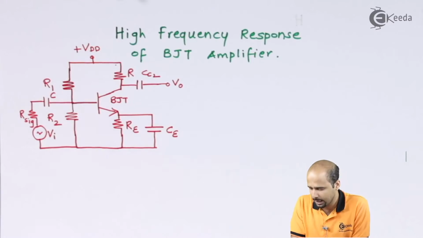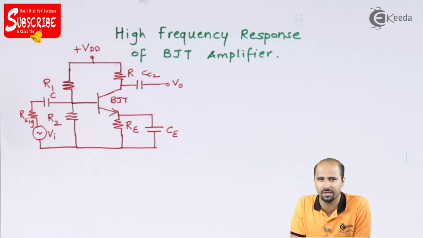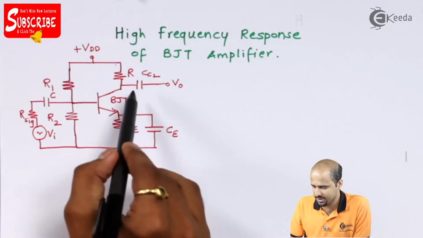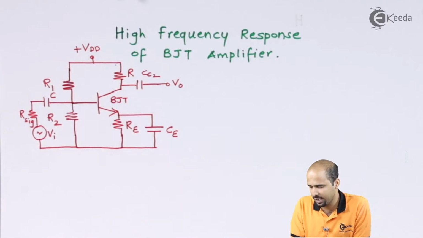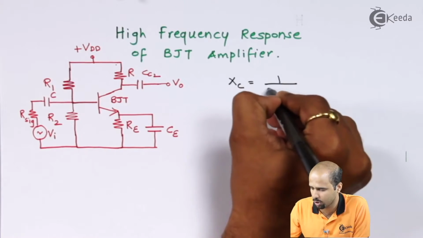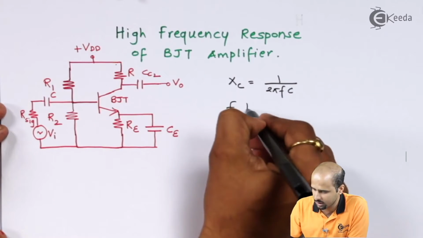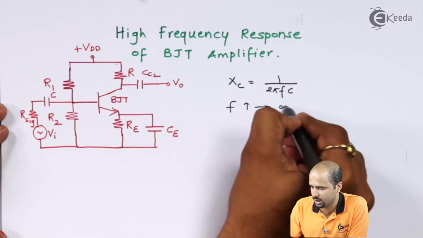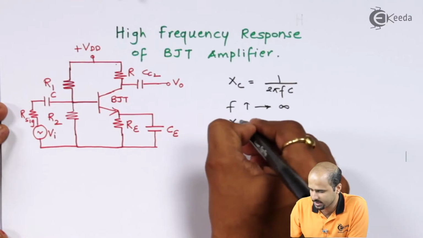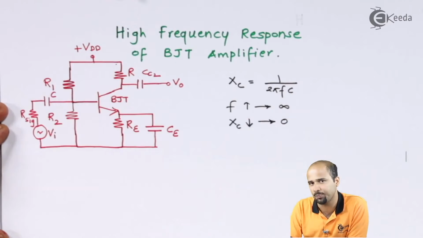First we'll have to learn what will be affected if I increase the frequency towards the higher side. As far as these capacitances are concerned, if I apply a very high frequency, I know that Xc is equal to 1 upon 2 pi Fc. So if the frequency increases, tending towards infinity, then Xc will start decreasing and tend towards zero value.